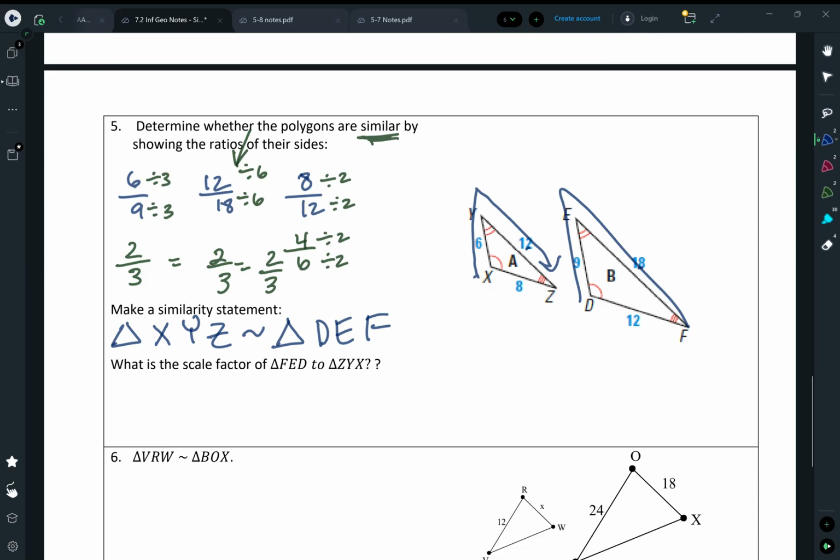What is the scale factor of FED to ZYX? So is this big to little or little to big? So FED is the bigger one, so this is big to little. So I'm going to actually take this 2/3 that I got up above, and because I want the big one on top, I'm going to flip it and write 3/2.